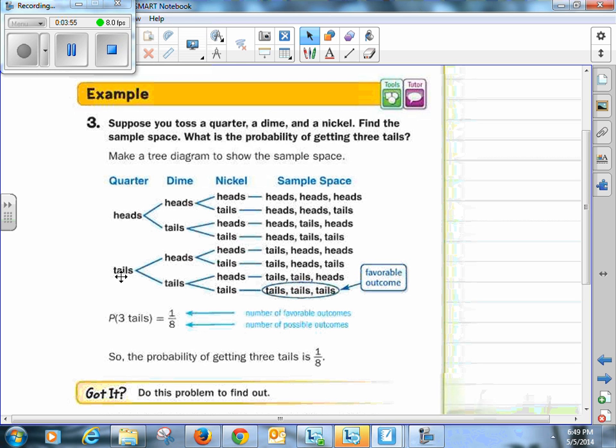Then we start with tails. Tails, heads, heads, tails, heads, tails, tails, tails, heads, and tails, tails, tails. So for the favorable outcome, there's only one of them where all 3 of them are tails. So the favorable outcome is 1, and then the total number of outcomes in the sample space is 8. So the probability of 3 tails is 1 out of 8.